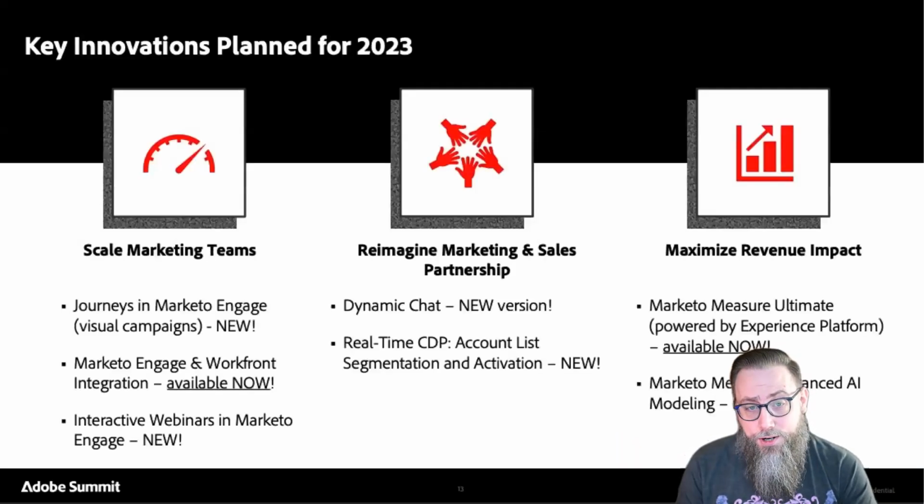But moving into this year, they broke things out into 3 key themes, and those were scaling marketing teams, reimagining marketing and sales partnerships, and maximizing revenue impact for your organization. And there's a few bullets for each of these and a few slides for each one.